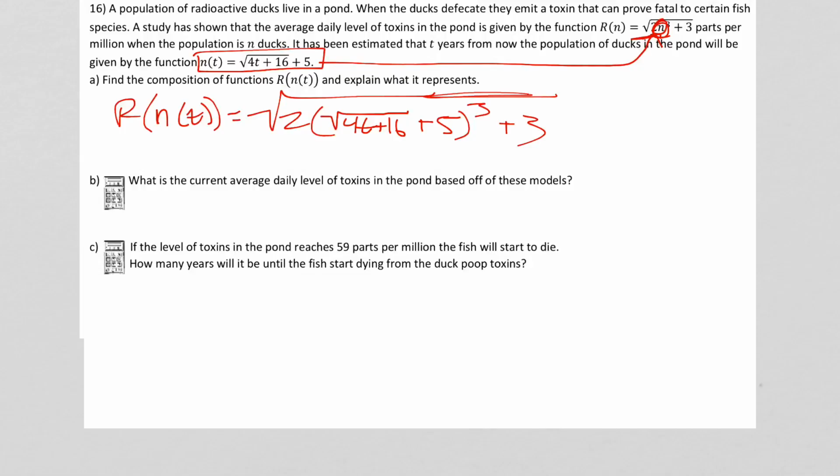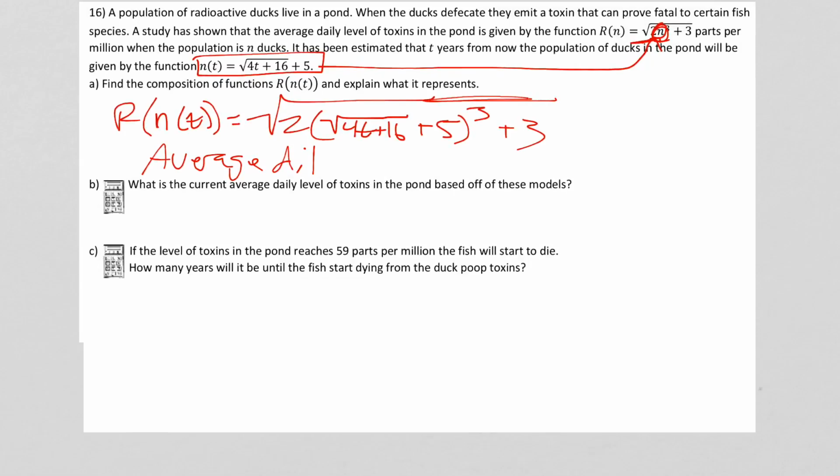Well, if r of n is the parts per million of toxins for n ducks, and n of t is the number of ducks after t years, then r of n of t is the average daily level of toxins after t years. So, average daily, yep, that's how you spell it, daily level of toxins after t years. Okay, you can see why that could be useful, hopefully.